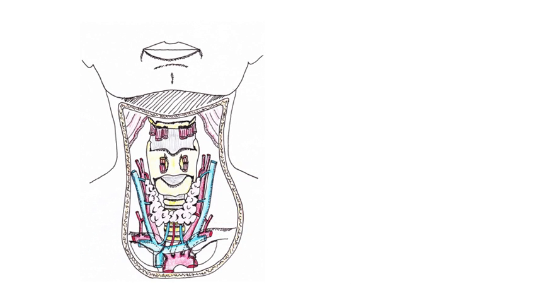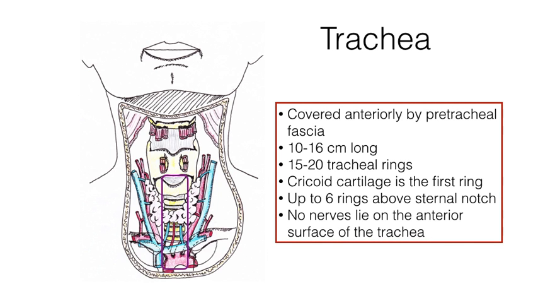If we strip away the thyroid gland, underneath that we have the trachea. This is covered anteriorly by pretracheal fascia. It is normally 10 to 16 centimeters long in adults and has 15 to 20 tracheal rings. The cricoid cartilage is in fact the first ring, and there can be up to 6 rings in the neck that you might be able to feel all the way down to the sternal notch. There are no nerves that lie on the anterior surface of the trachea. The paired laryngeal nerves can be found on either side.